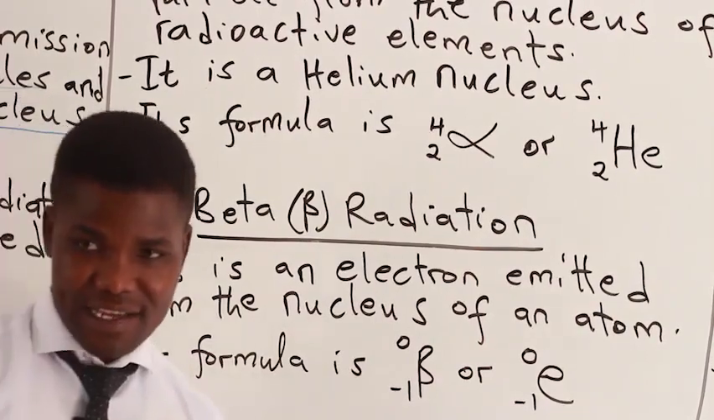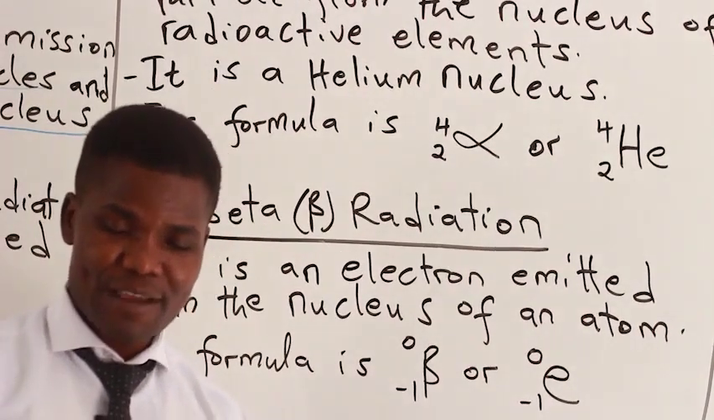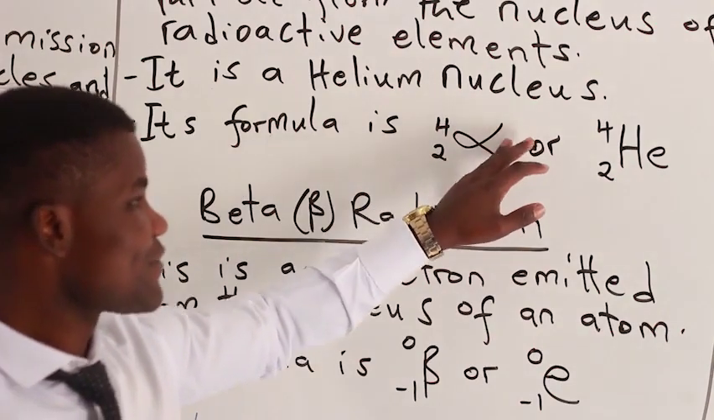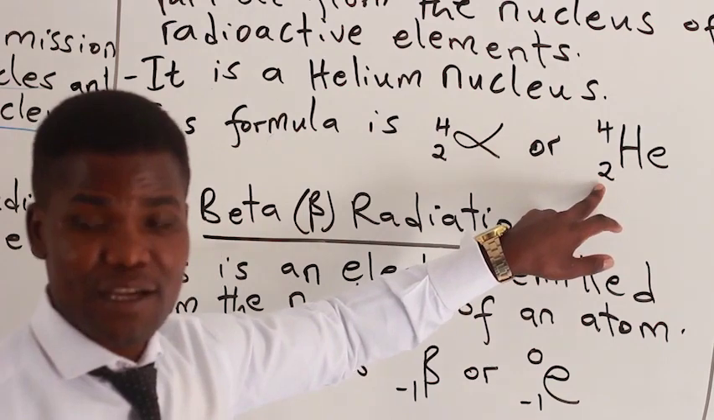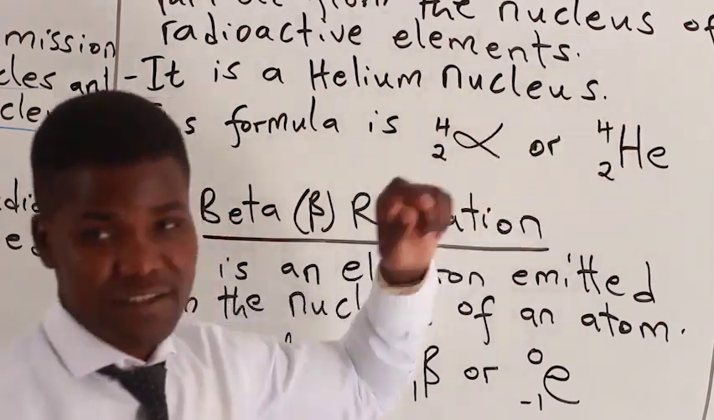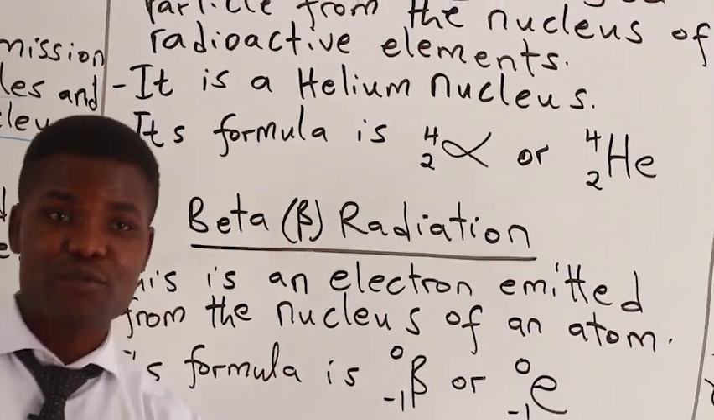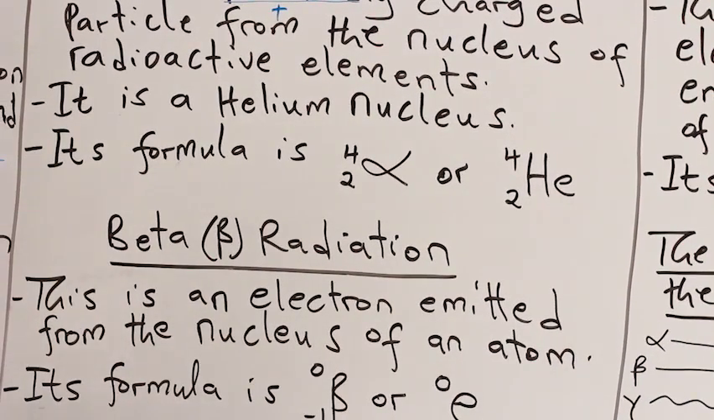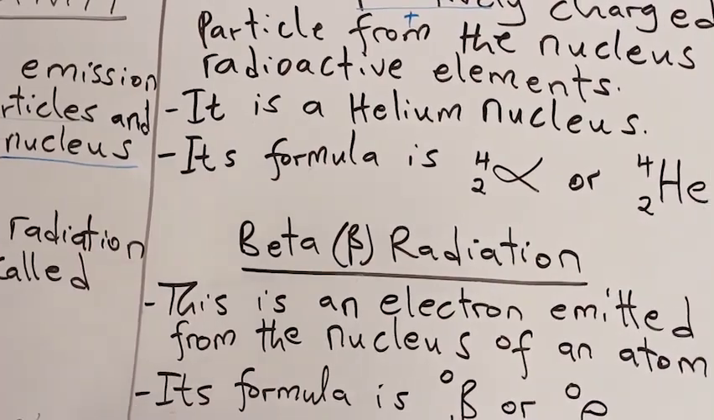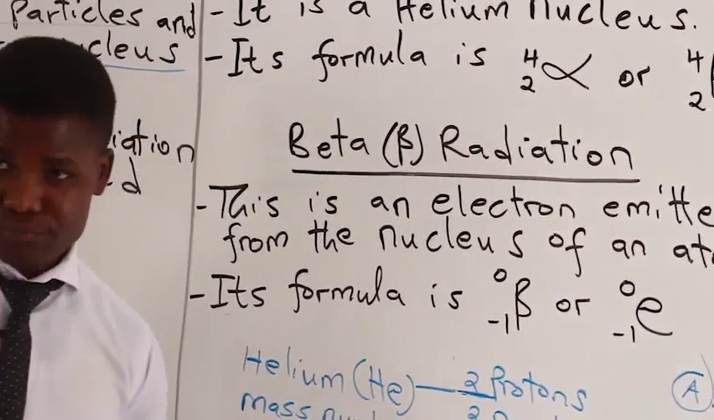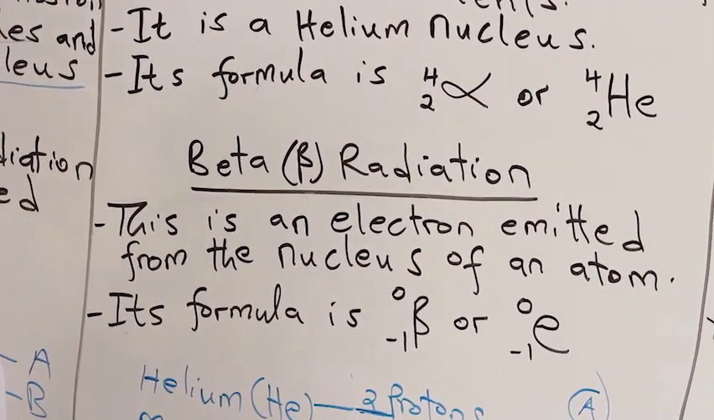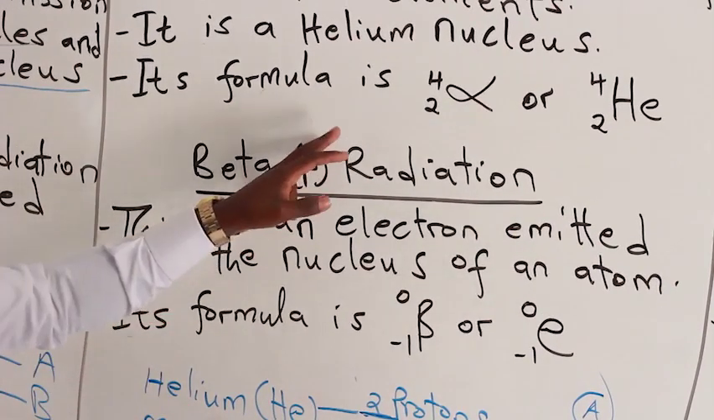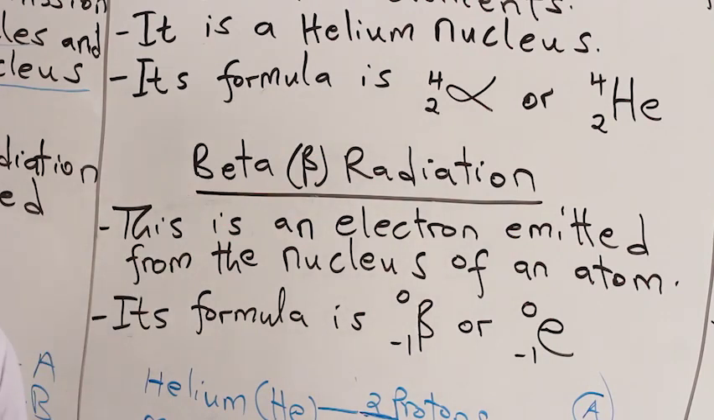And because we have said that it is similar or the same as helium, we can easily replace this particular alpha with a helium formula and put the number of protons here, which is the atomic number, and then the mass number up there, which is the addition of protons plus neutrons. Let us move to the second one, which is beta particle or beta radiation. We have said beta here is the second radiation to be discovered by scientists.